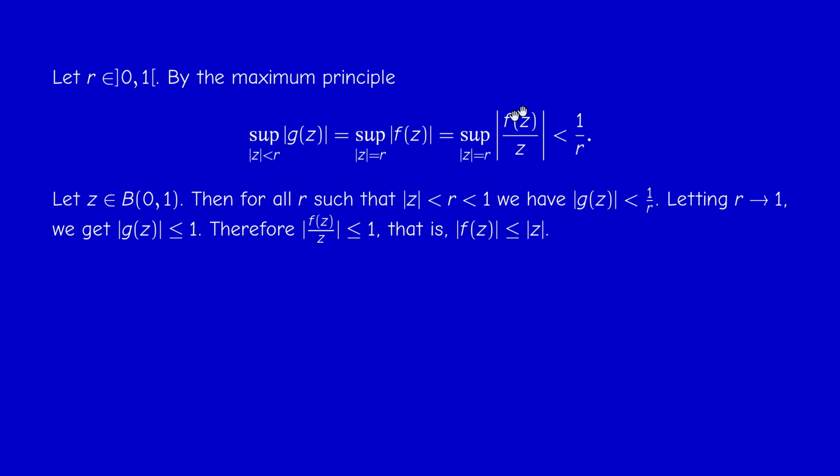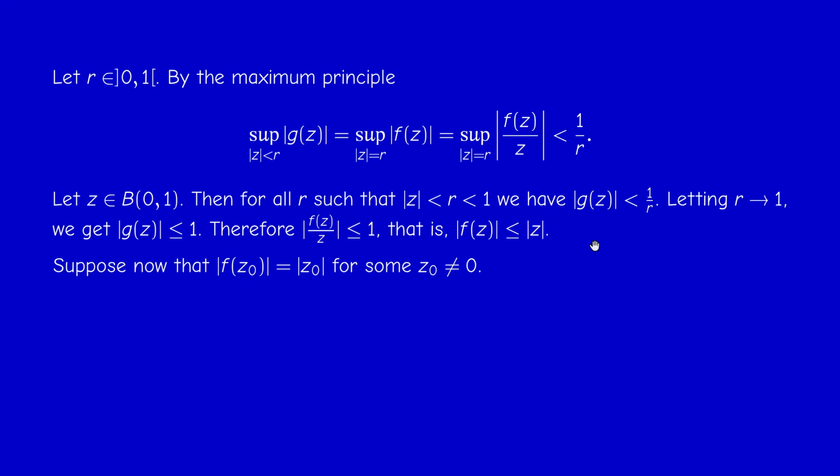Now, why is modulus of f of z less than 1? Because f maps the unit disk into itself. So by assumption, f of z is in the unit disk, so its modulus is less than 1. It's not true for any holomorphic function, but we are considering a function mapping the disk into itself.